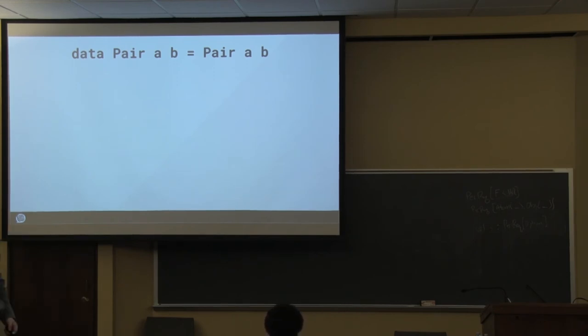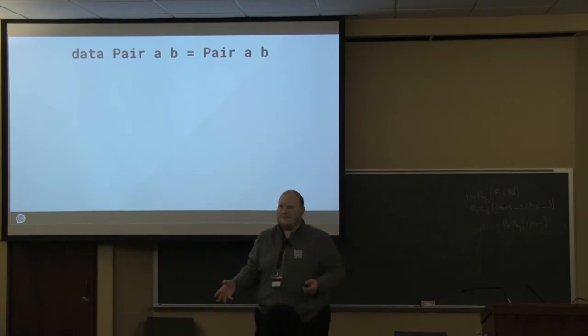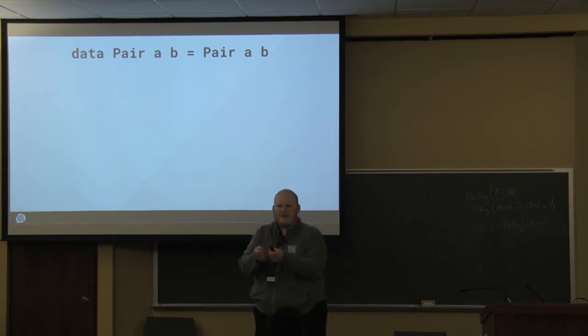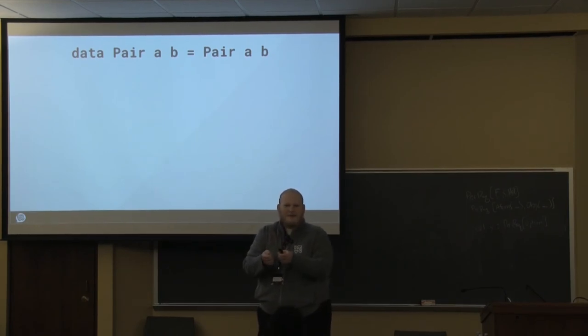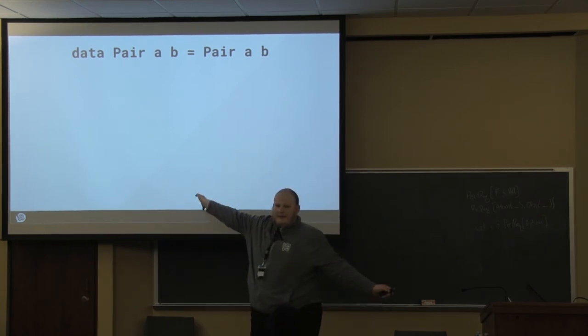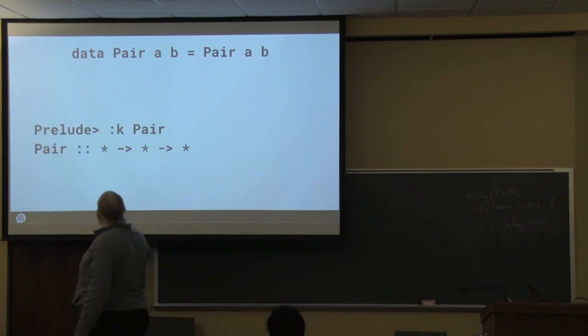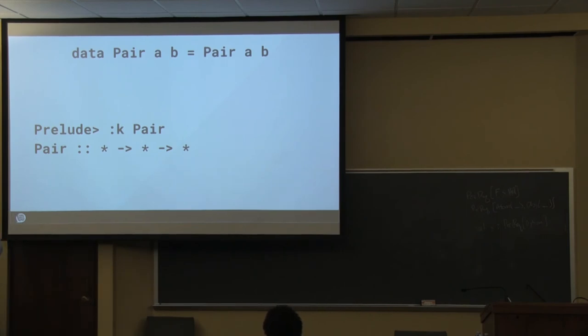It happens to be a pair. A pair is something that takes two things and makes an anonymous product type of it. So it just puts them together. Gives you an easy way to ship two things in one value. And again, these are universally quantified. They can be anything. I don't care. Let's ask the kind of this. Hey, Prelude, what's the kind of pair? Well, it's kind star to star to star.